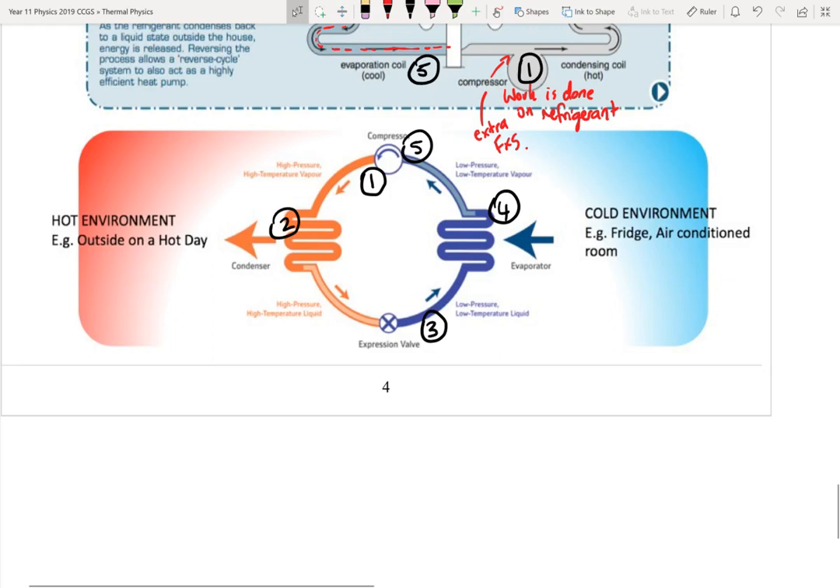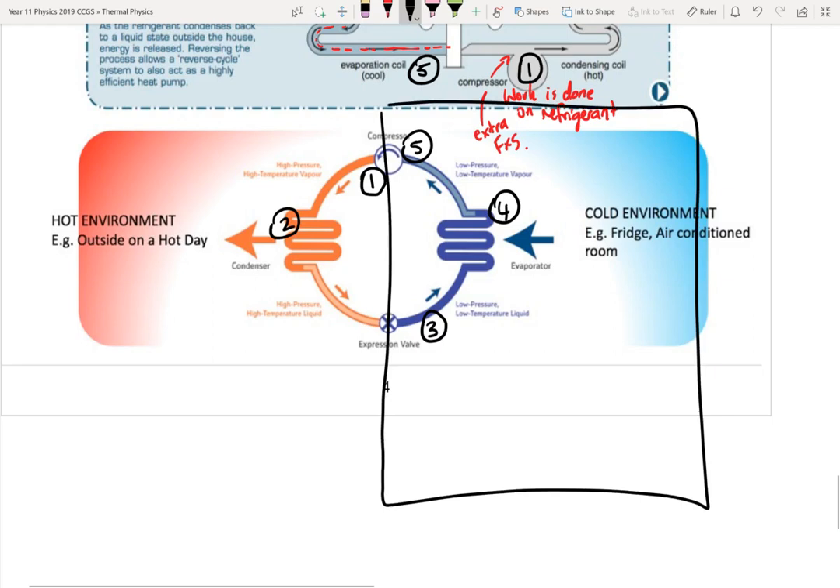cold environment, hot environment. This is outside on a hot day. This could be an air-conditioned room. Or, don't draw this, this could be your fridge. And this is the back of the fridge. So, again, you need 2 separate units. And generally we insulate our fridge to try and keep extra heat from coming in.